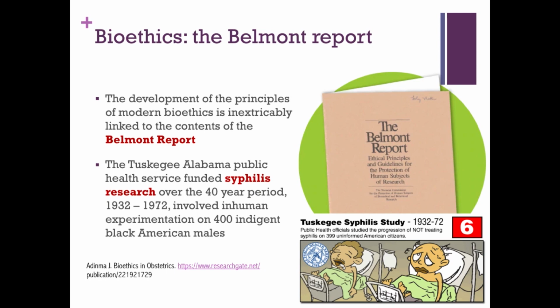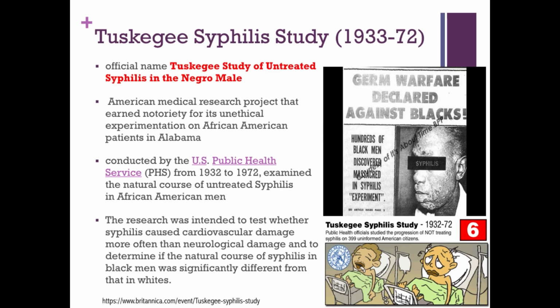So, what started the field of bioethics? The development of the principles of modern bioethics is inextricably linked to the contents of the Belmont Report. The Belmont Report reports about the Tuskegee, Alabama Public Health Service funded syphilis research, which ran over a period of 40 years from 1932 to 1972, and this involved inhuman experimentation on 400 indigent Black American males.